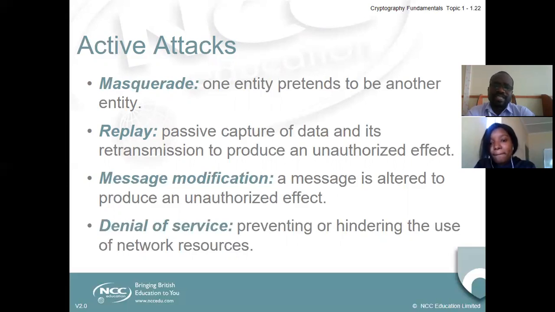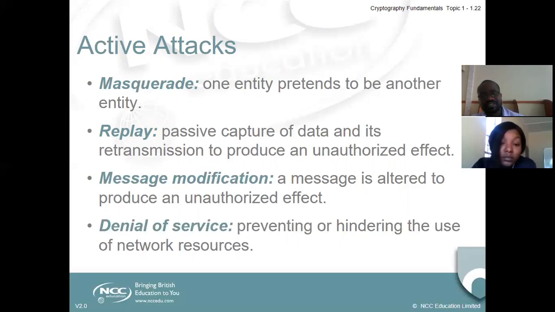Then replay: passive capture of data and its retransmission to produce an unauthorized effect. Like you replay, you redo something that has been done in order to retransmit the information. In short, replay is to retransmit to produce an unauthorized effect. Then message modification: a message is altered to produce an unauthorized effect, where the message is being changed by a third party who happens to be the hacker.